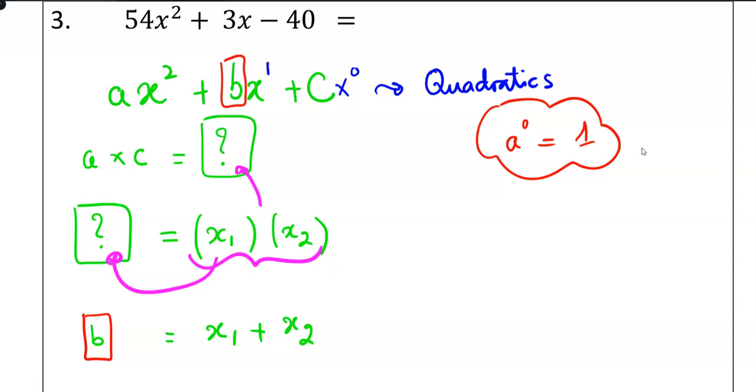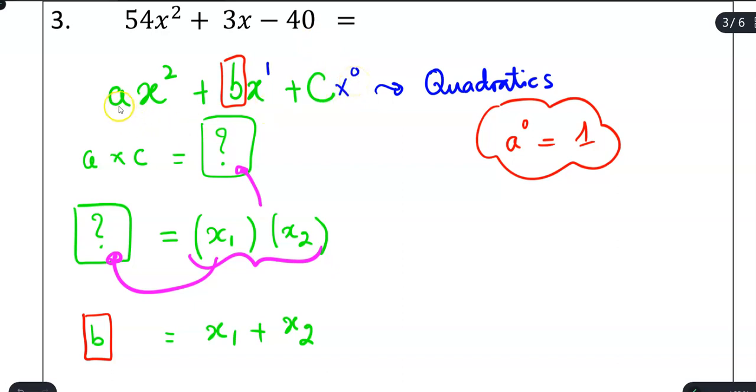So keep this in mind, okay? You apply this method when you have an expression in terms of quadratics. A quadratic is a trinomial, so three terms. The first term consists of x squared. The second term consists of the coefficient b with x to the power of 1. The last is just a number. However, this number should be represented as c times x to the exponent 0.